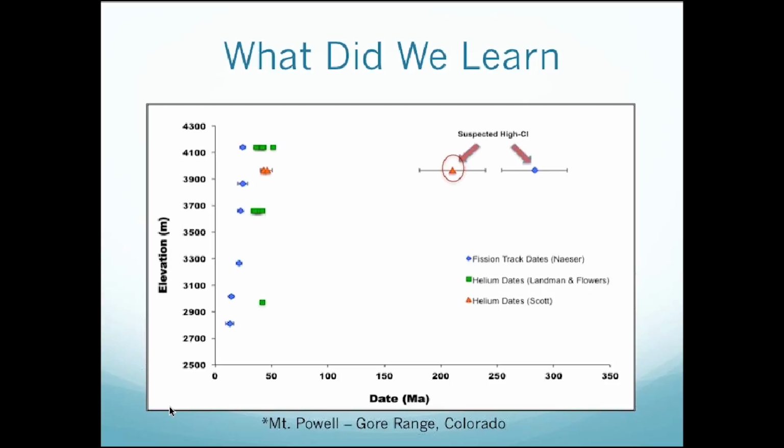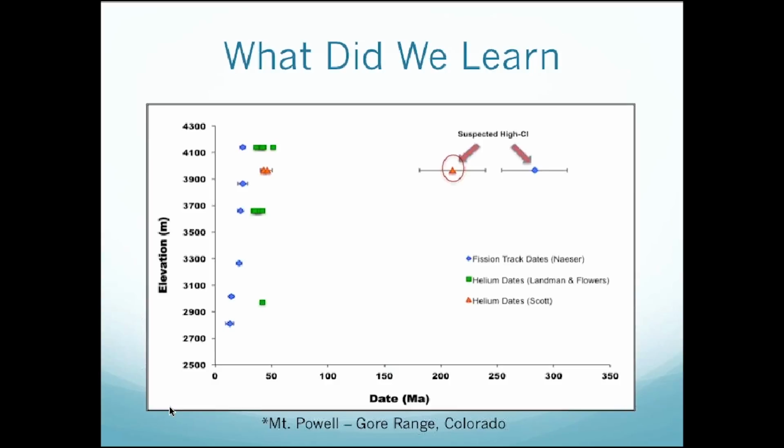So we're thinking it's got to be chlorine. When he tested it, he found chlorine. We're thinking it's got to be chlorine too. So we tested the chemistry. And where's my graph? It's not showing up.